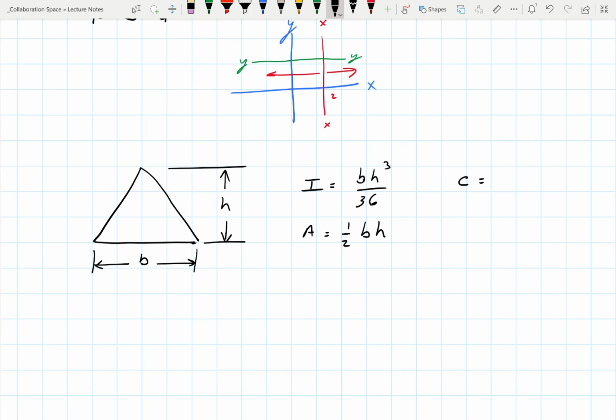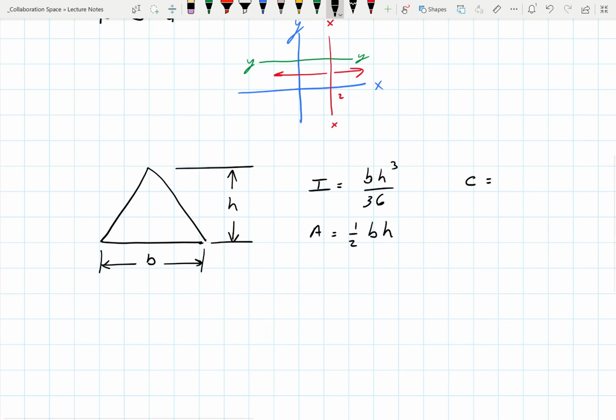Cool. All right, centroid. This one's actually one you should know, but you may not remember. Where's the centroid on a triangle? Towards the bottom. Towards the bottom. Okay. Anybody remember what that one is?